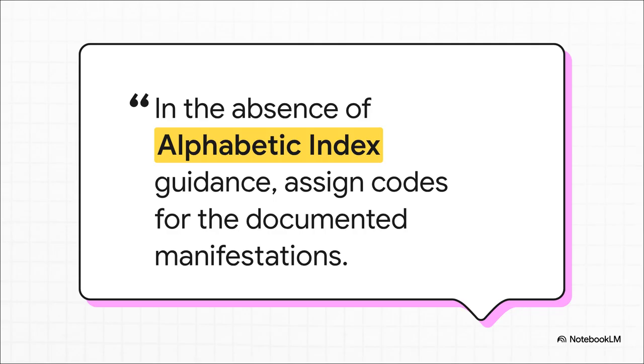Here is the literal text straight from Section I.B.15 of the CMS guidelines. "In the absence of alphabetic index guidance, assign codes for the documented manifestations of the syndrome." That is your ultimate authority right there. If the index doesn't have the syndrome, CMS basically mandates that you pivot and code the physical manifestations, the actual individual clinical symptoms the patient is currently experiencing.